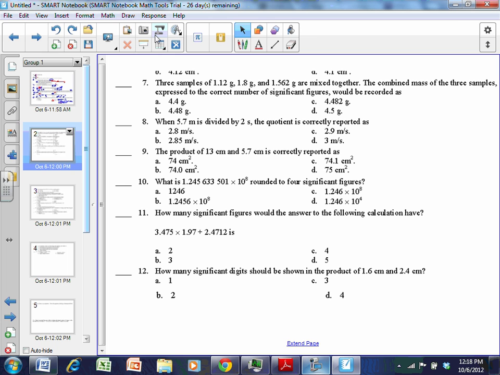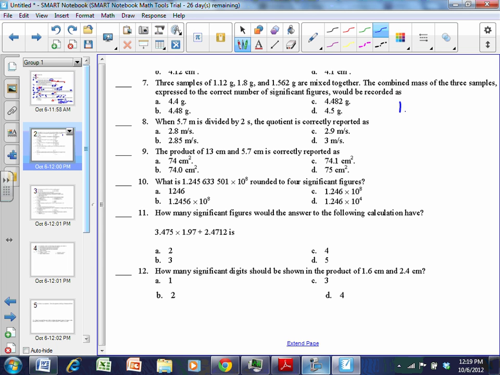Number 7: 3 samples of 1.12 grams, 1.8 grams, and 1.562 grams are mixed together. The combined mass of the 3 samples expressed to the correct number of significant figures would be recorded as. Again, we have to realize, what are we doing? Are we doing adding, subtracting rules or multiplication, division rules for significant figures? We're doing adding, subtracting because we're mixing stuff together.